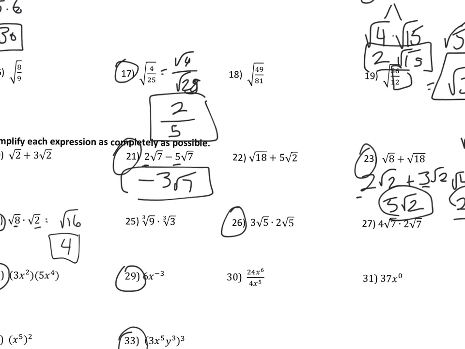26, same idea. Well, we can't simplify the square root of 5, but we can multiply these two terms together to see what we can simplify it to. So I'm going to multiply the coefficients. 3 times 2 gives me 6. And I'm going to multiply the numbers underneath the radical, which gives me the square root of 25. And now I just need to simplify the square root. Well, 6 can't be simplified, but the square root of 25 is 5. Multiply those two numbers outside the radical together, and you get 30.